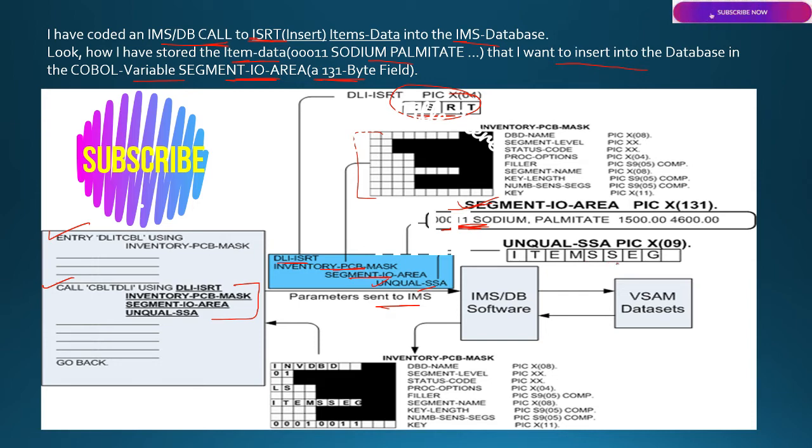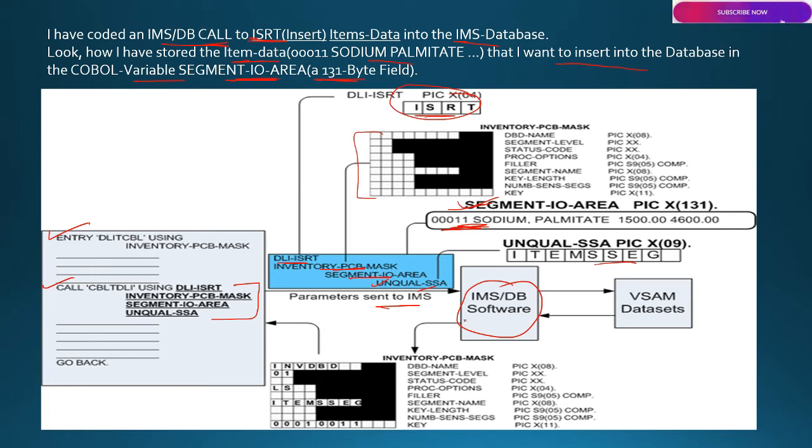Okay, item segment. After performing the insert operation in the IMS DB, it will return to us the inventory PCB mask. In this we have the DBD name, then segment level, status code, processing option, and a reserve field, then the lowest segment used, the key length, the number of segments processed, and the concatenated key. So it returns this, and since the status code is blank, it means it has processed the insert operation successfully.